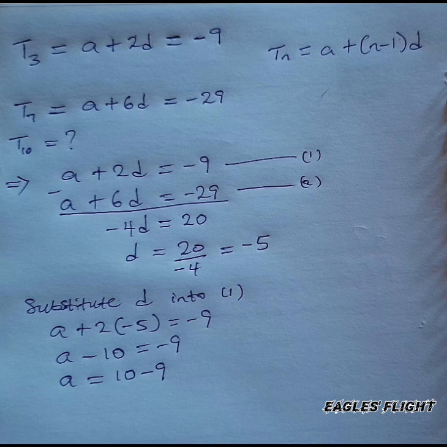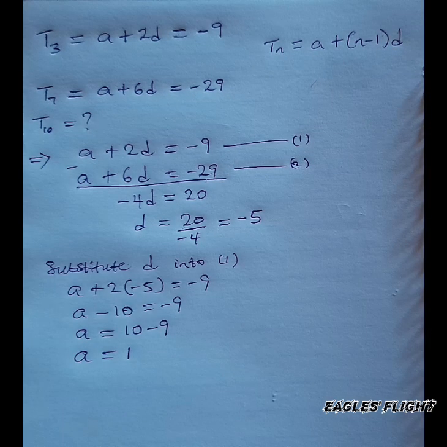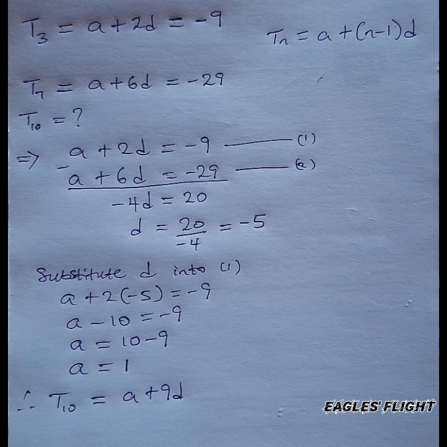So when you collect like terms, you then have A equals 10 minus 9, which gives us A to be 1. Now remember, we are told to find the 10th term of the AP. So in finding the 10th term of the AP, we have gotten the values of A, the first term, to be 1, and D, the common difference, to be minus 5. Now using the formula for the nth term of an AP, A plus (n minus 1) D, we can then find the 10th term of the arithmetic progression to be A plus 9D.